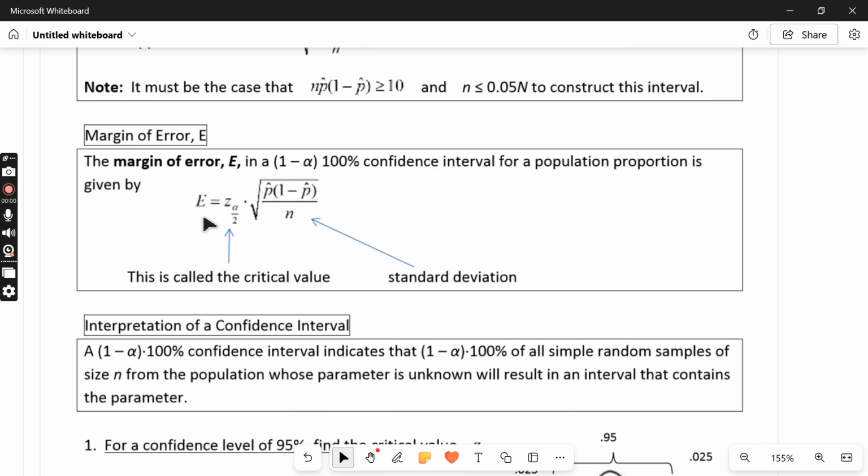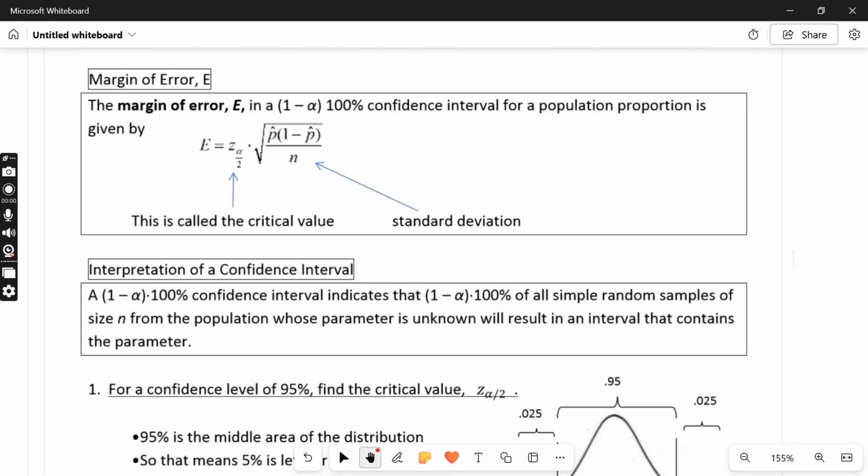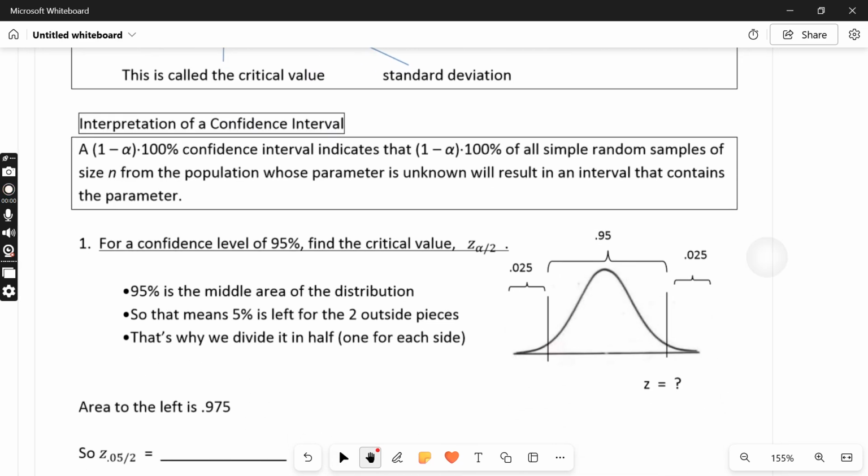So it has this z alpha over 2. This is just called your critical value. We'll talk about how to find that in just a minute. Hint, I already told you by accident. And then this is our standard deviation. Okay. And then how do we interpret them?